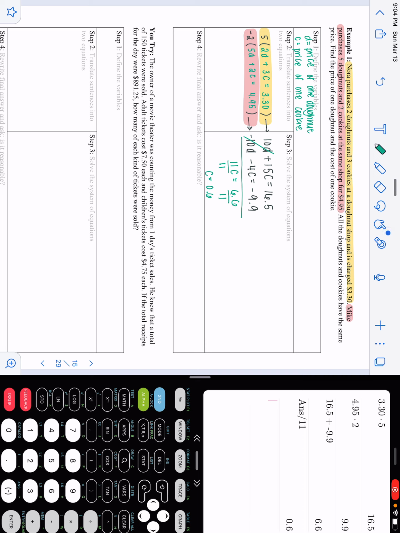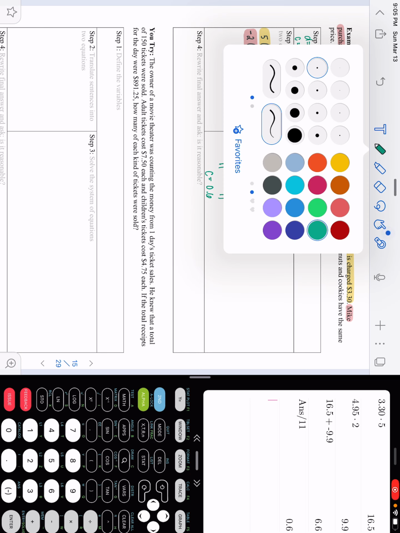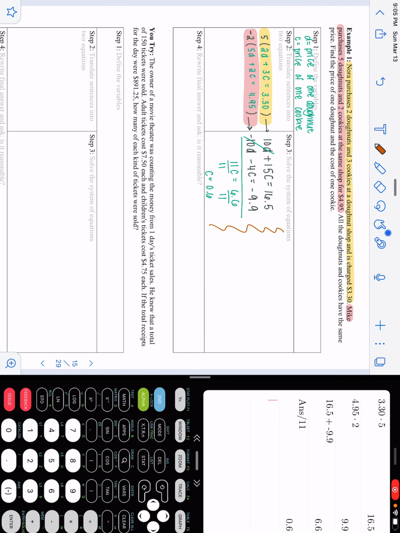We now still need to find the cost of a donut. We can go ahead and use one of those original equations we created. Whichever one you like, I'm going to use the one with smaller numbers. So that's 2D plus 3C equals $3.30. We already know the cost of a cookie, so let's replace that. So instead of C, we're replacing it with 0.6. Okay? Distribute. So let me highlight the steps as we go. The first thing we're going to do is multiply this.